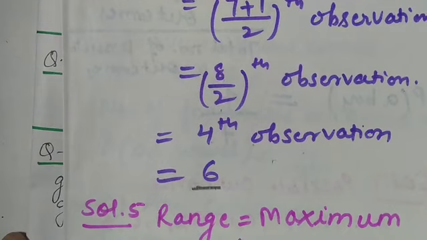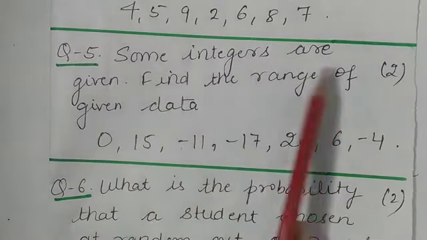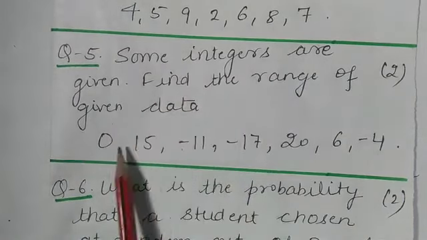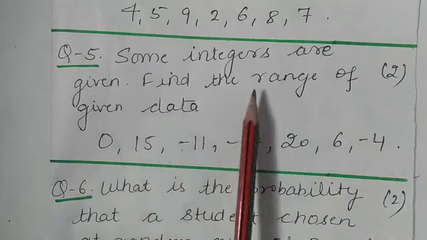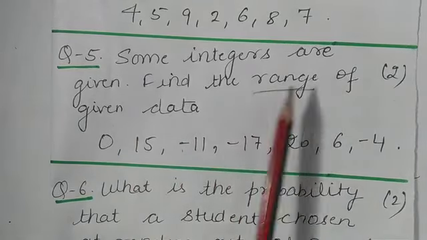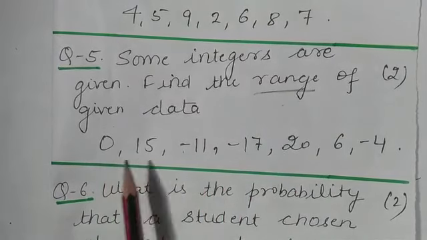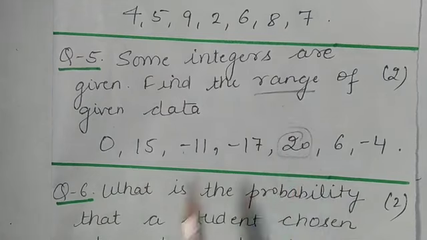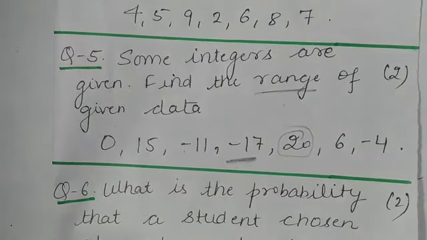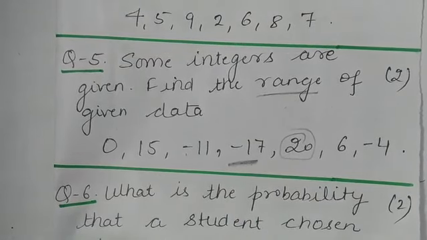Now come to question number 5. Question number 5 is, some integers are given, find the range of the given data. We have been given some integers and we have to find the range. Range means the difference between the maximum and minimum observation. So here I can find that 20 is the maximum observation and minus 17 is the minimum observation. So we have to find their difference. So how will you solve this question?